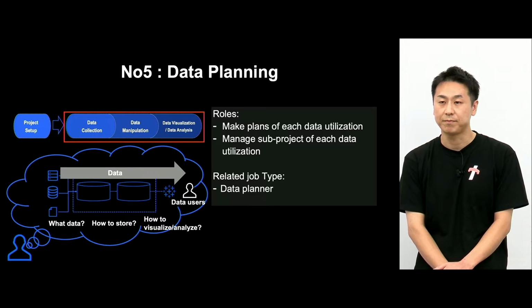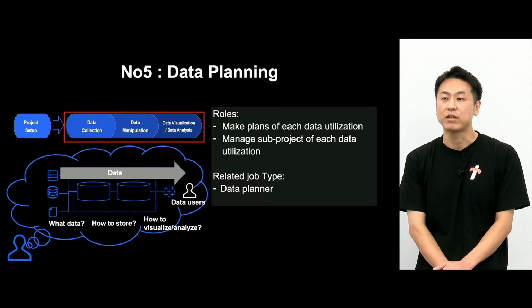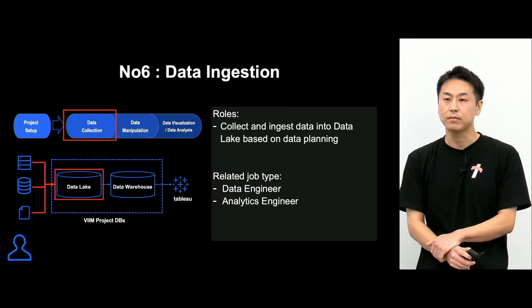Up to here, it is now ready for the data to be used. But we can't really jump into the collection of data because we don't want to miss out any necessary data. We need to consider the secondary use and tertiary use of the data. Considering the future, like further usage of the data, we need to think about the entire flow of the data. And then here comes data planning as a related job. Visualization and analysis planning is done, and also the progress management is done here. So the related job type is data planner.